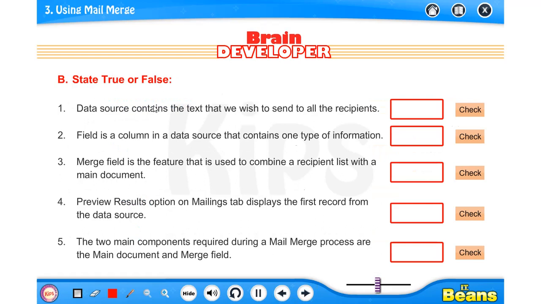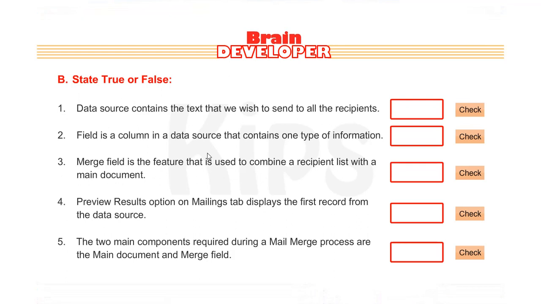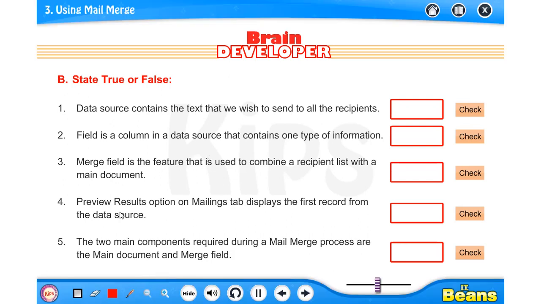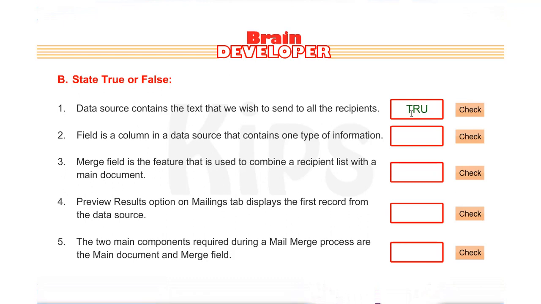Now let's move to the next one, true or false. Data source contains the text that we wish to send to all the recipients. Is it true or false? Give your response, beta. Do fast. Data source contains the text that we wish to send to all the recipients. Yes, and the answer is true.